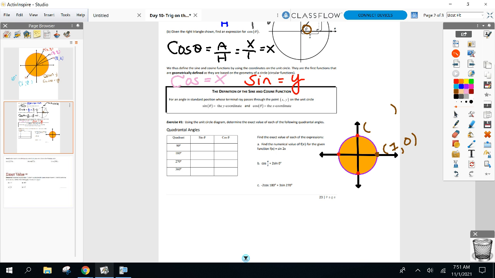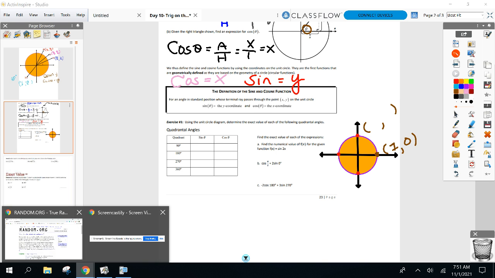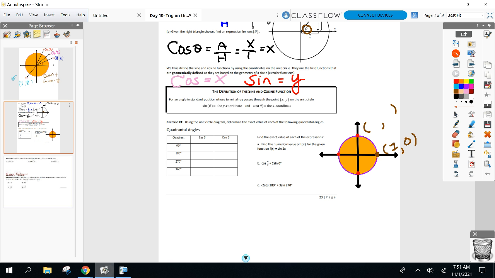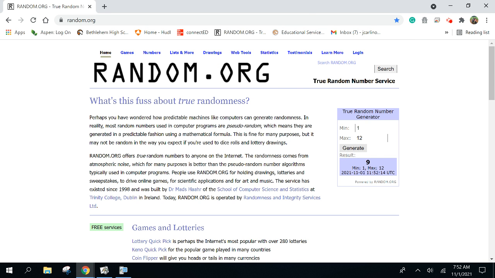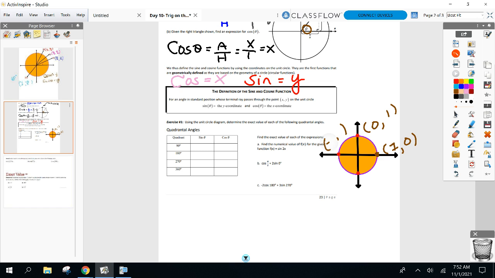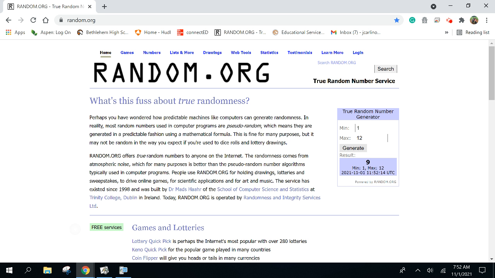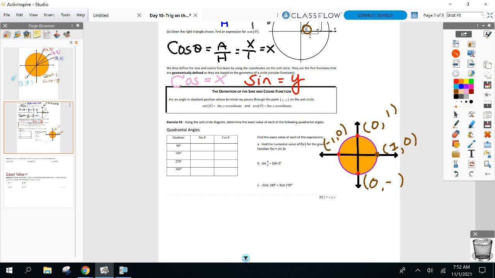90 degrees. What's that point at 90 degrees? That's 0, positive 1. What about at 180 now? 180, everybody. What's that point? Because we're going to need these here to answer the questions. -1, 0. And then finally at 270 down here. What's that point? 0, -1. Perfect. All right, let's just keep those up there because we're going to need them.